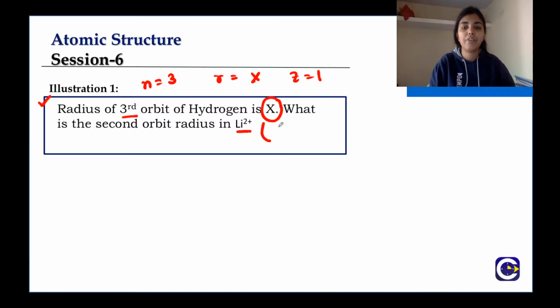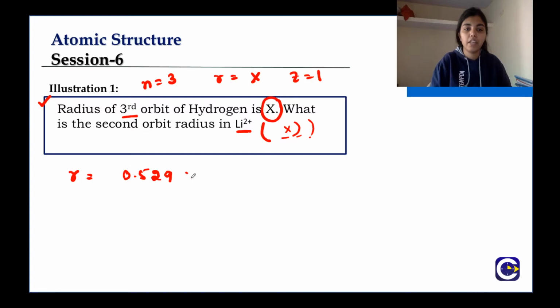Add this, that you have to give the answer in terms of x. Right. So we know the formula already, that r equals 0.529 into n square. What is n square? 9. So this is equal to x. So x will be equal to what? 0.529 into 9. Now you need to calculate it for lithium 2 plus.